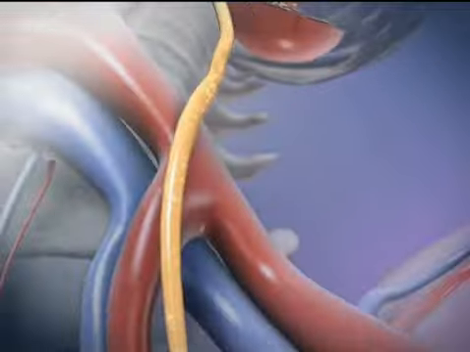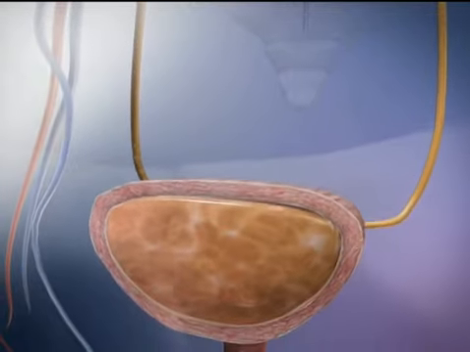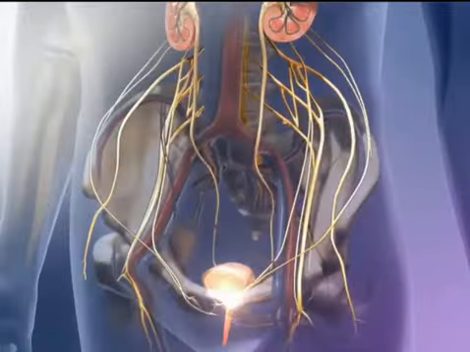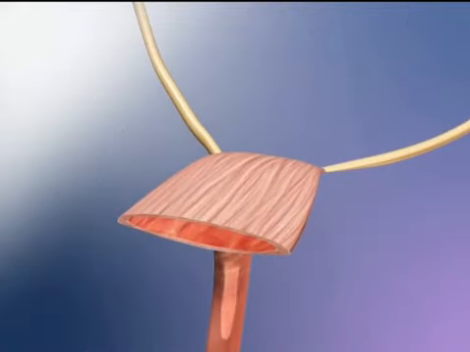Urine exits the kidneys and moves down the ureters to the bladder. As the bladder fills, interactions with the brain and nerves contract and relax muscular structures, and urine is pushed out through the urethra in a process called micturition.